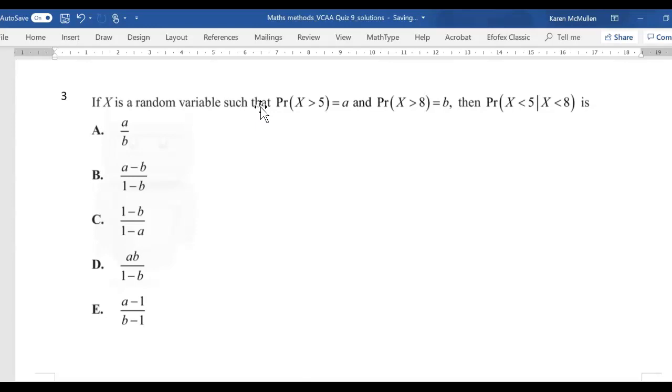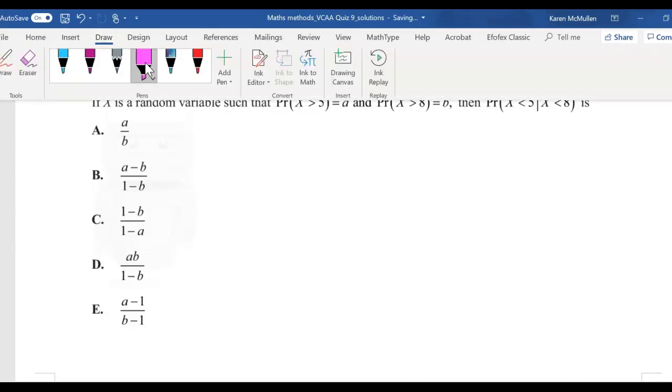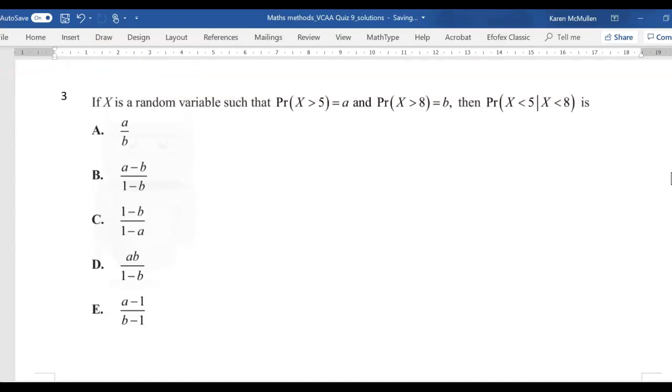So if X is a random variable such that the probability X is greater than 5 is equal to A and X is greater than 8 is equal to B, then the probability of X is less than 5 given that X is less than 8 is. So this sort of question, I would like to think that questions aren't designed to trick you, but this question highlights the importance of reading a question properly.